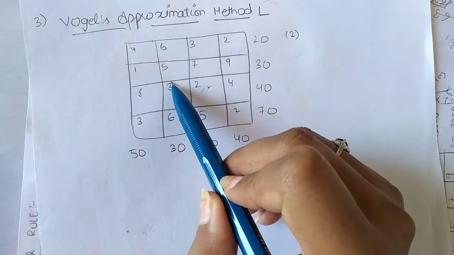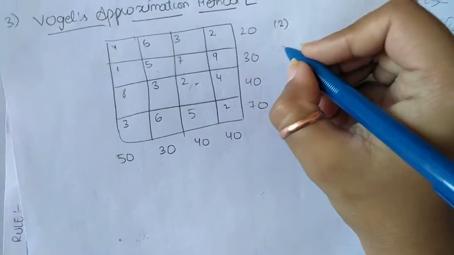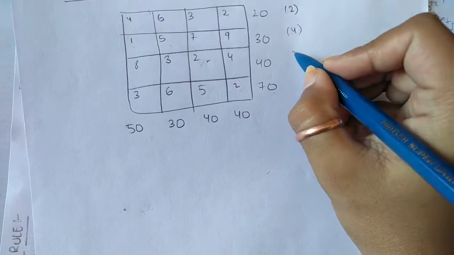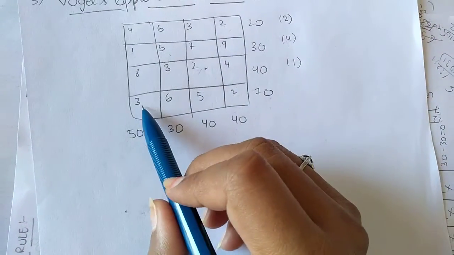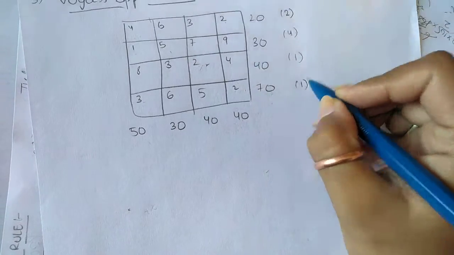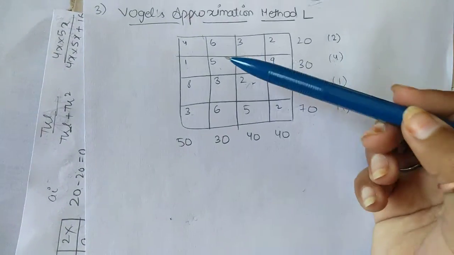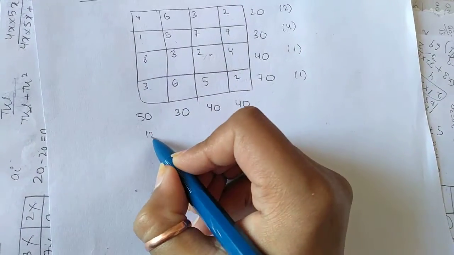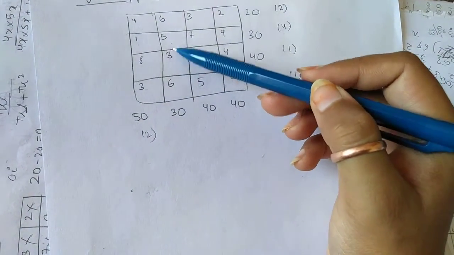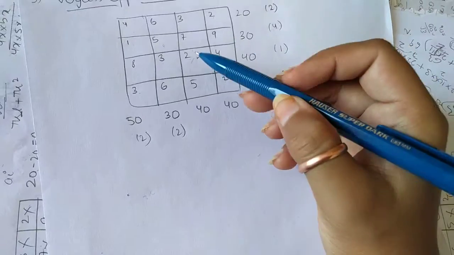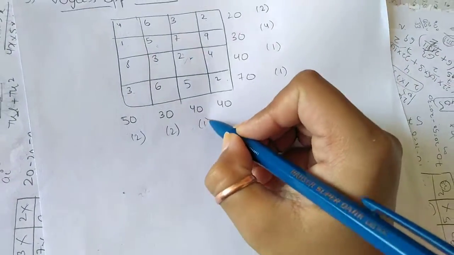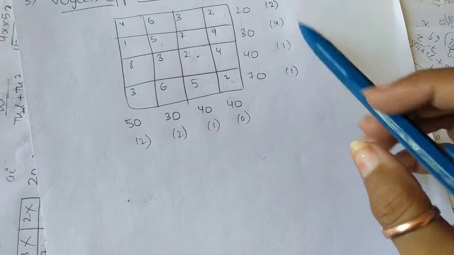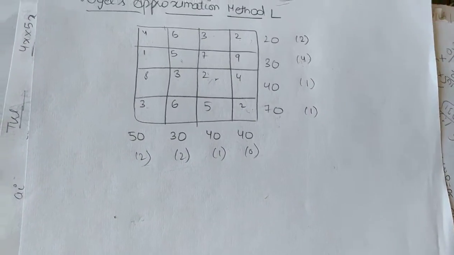Again 1 and 5 are the minimum and next minimum, so we write 4 here. 2 and 3, so we write 1 here. 3 and 2, 1. Again do the same thing for columns. So 1 and 3, so 2 here. 3 and 5, 2. 2 and 3, 1. 2 and 2, 0.